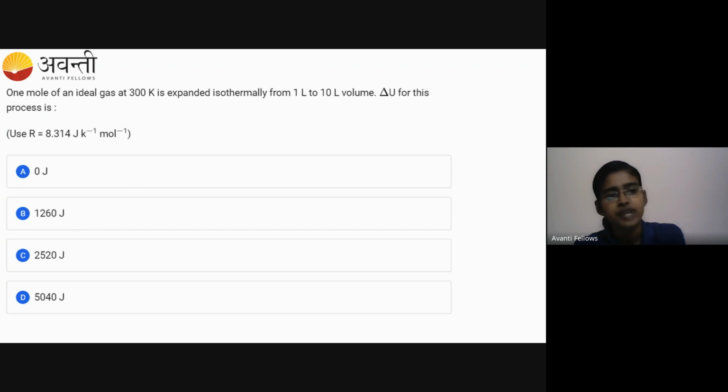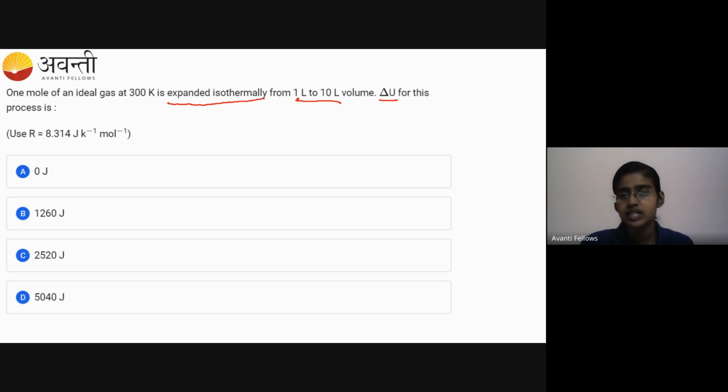1 mole of an ideal gas at 300 Kelvin is expanded isothermally from 1 liter to 10 liter volume. Delta U for this process is, and the R value is also given to us. We have to find out the change in the internal energy, which is delta U. The volume is also given. And the condition is expanded isothermally.